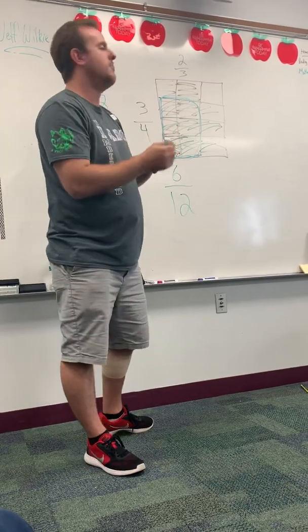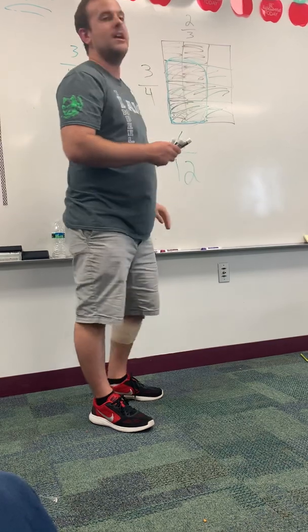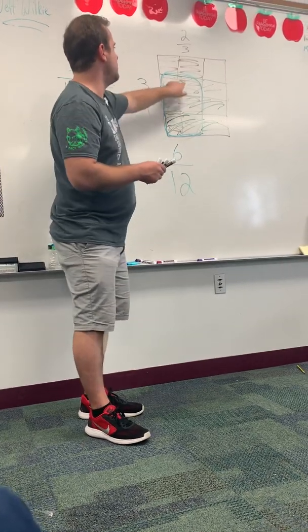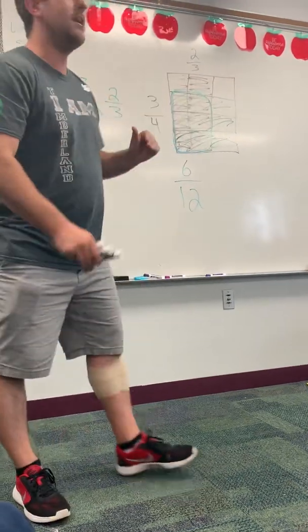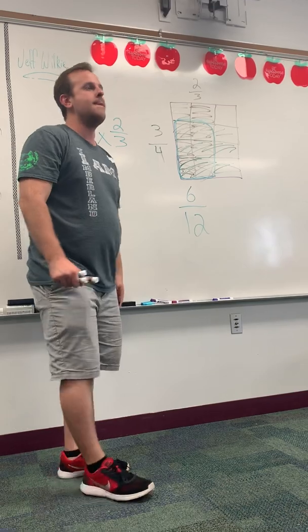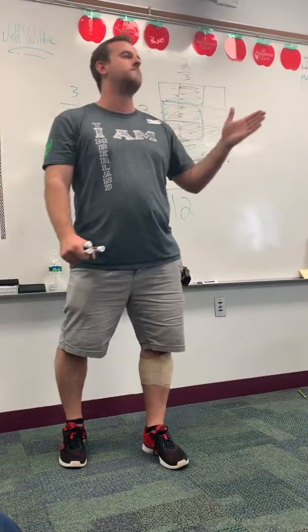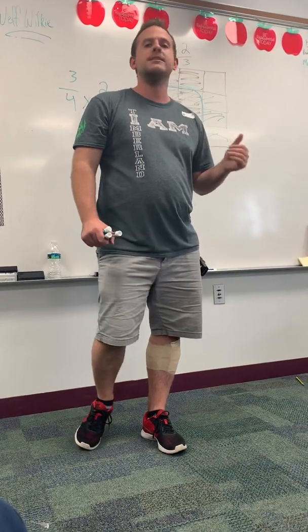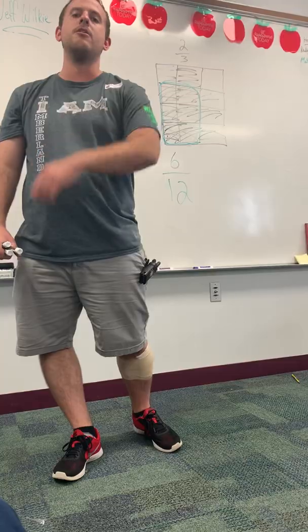So the total number of boxes, 1, 2, 3, 4, 5, 6, 7, 8, 9, 10, 11, 12, that's our denominator. And then the 1, 2, 3, 4, 5, 6 blocks or squares that are shaded with both colors is our numerator, okay? And that gives us the answer. Now, class, is that the same answer we got when we multiplied straight across? Yes. So that is how you multiply fractions using the area model.